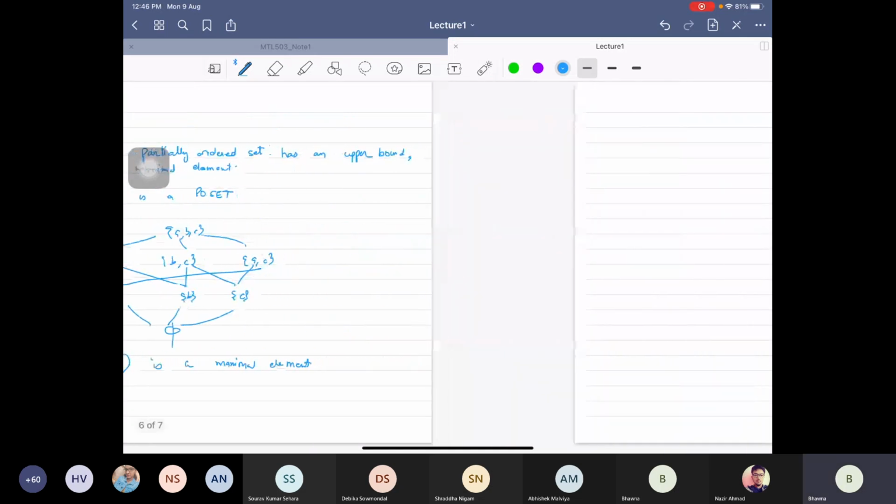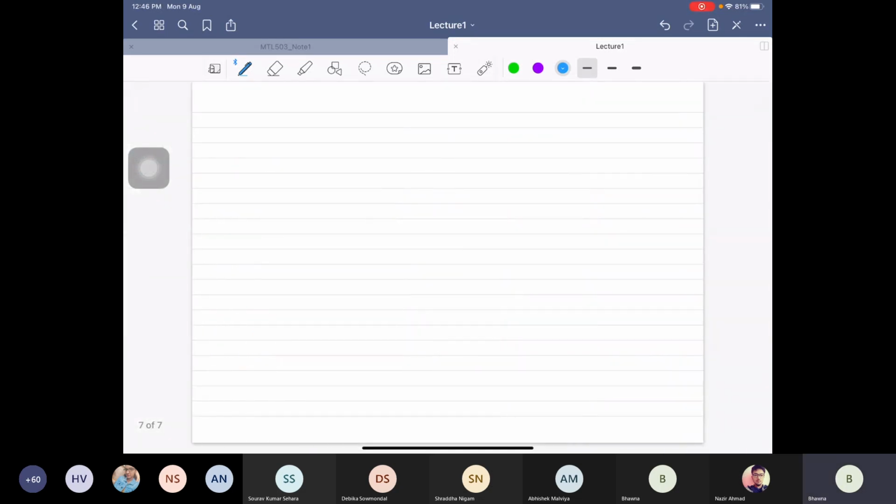So does anyone remember the proof where we showed its application, that every vector space has a basis? Does anyone remember? Okay, very good. I'll just recall this one. I'm not saying finitely generated vector space. I'm saying every vector space has a Hamel basis.